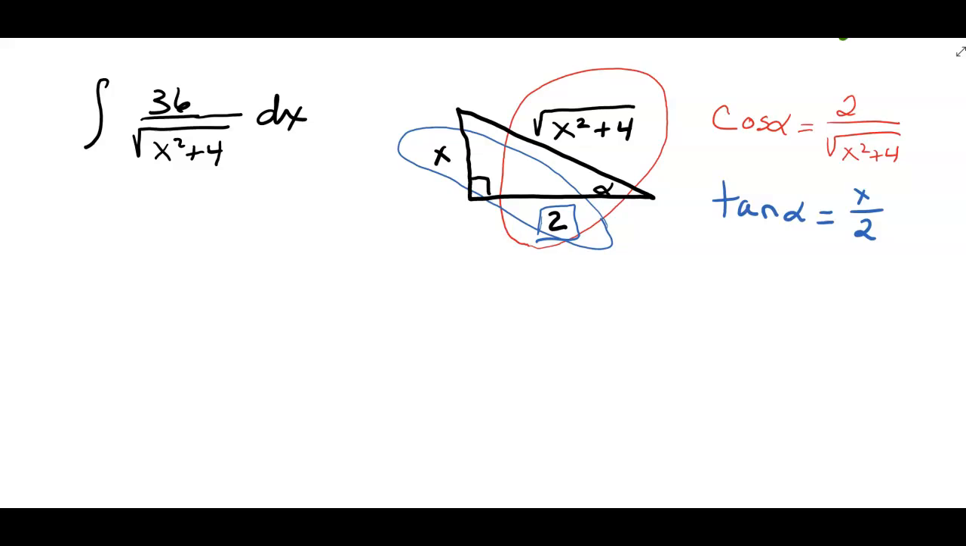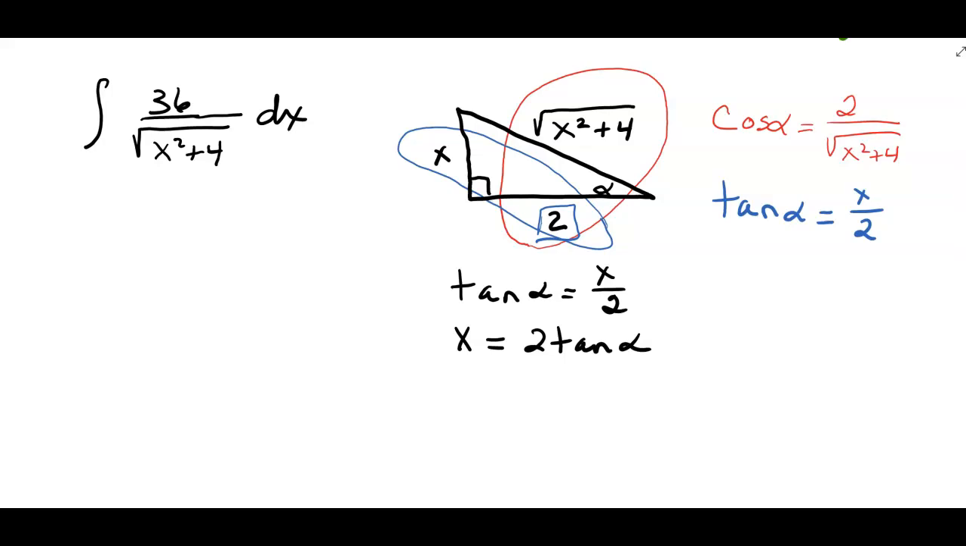All right, so what do we do with those trig ratios? Well, watch. Let's start with our tan one. Let's use tan alpha equals x over 2. Well, all I need to do is solve for x, because again, we're doing substitution. It's along the lines of a u sub, but we're going to do a lot more substitutions than you do with a u sub. So that means I need to find an x. x is equal to 2 tan alpha.